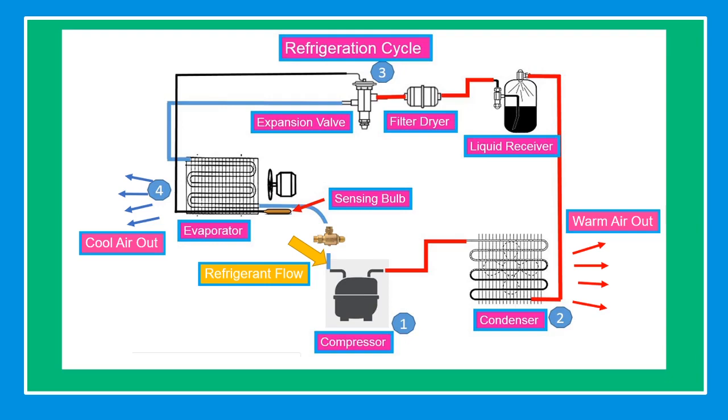The refrigeration cycle has four major components. Number one, the compressor, which is the heart of the system, is a pump that pressurizes the refrigerant. Number two, condenser, facilitates the heat transfer. Number three, expansion valve, regulates the flow of refrigerant going to the evaporator. And number four, evaporator, receives the liquid refrigerant.